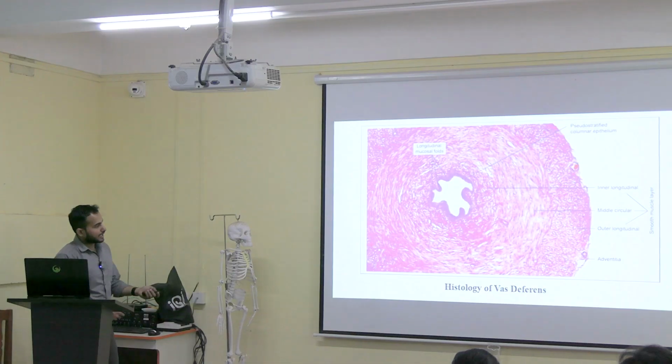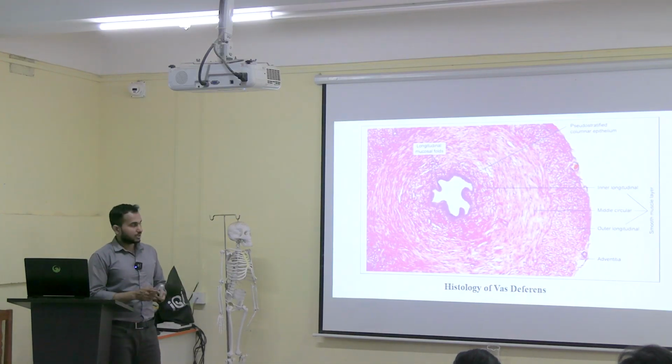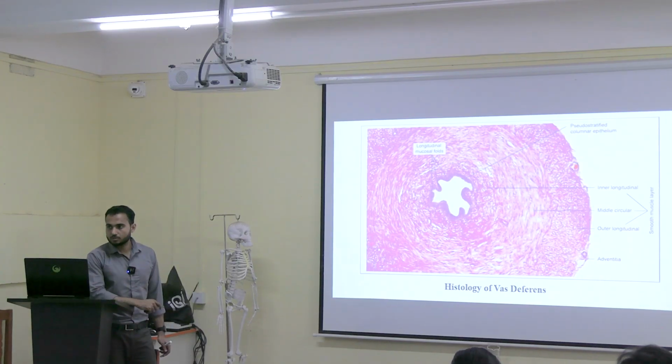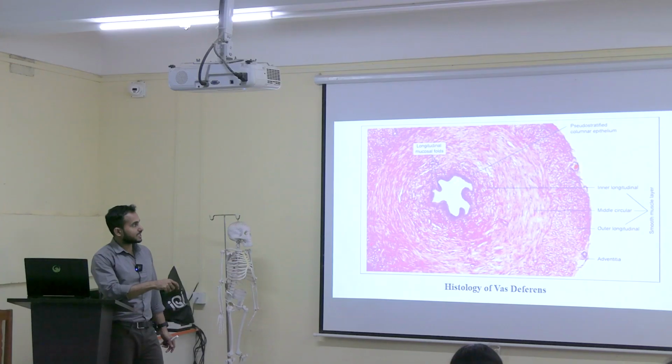Now this is the diagram, histology of vas deferens. In the vas deferens, where is the lumen? Can you identify the lumen? Where is the lumen? So this is the lumen. As I said, you can see the mucosal folds. See, these are the mucosal folds.